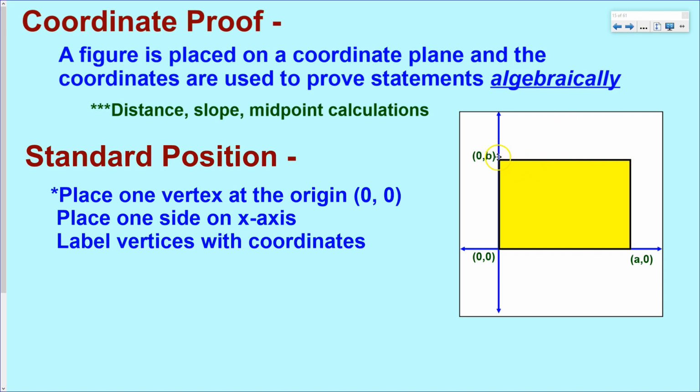And if it's this high, B units high and A units wide or to the right, then that coordinate right there is the coordinate (A, B). The overall goal of placing a shape in this position, or this idea of standard position, and helping yourself out with these coordinates is that you'll be able to use them in a proof, and hopefully something's going to cancel out or work nicely for you. And sometimes if you set up your proof in a separate way, it could become more difficult for you. So this is challenging, and if you do it well, you'll hopefully make your life easier when you do these proofs.